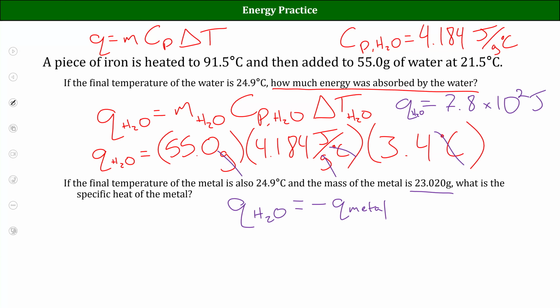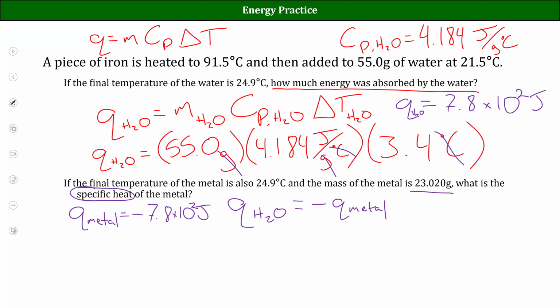If we practiced more and made some corrections, we can get that number down, but the whole point of this lab is just practice using this equation and this assumption. So that means we can say Q for the metal, for the iron, is negative 7.8 times 10 to the 2 joules.